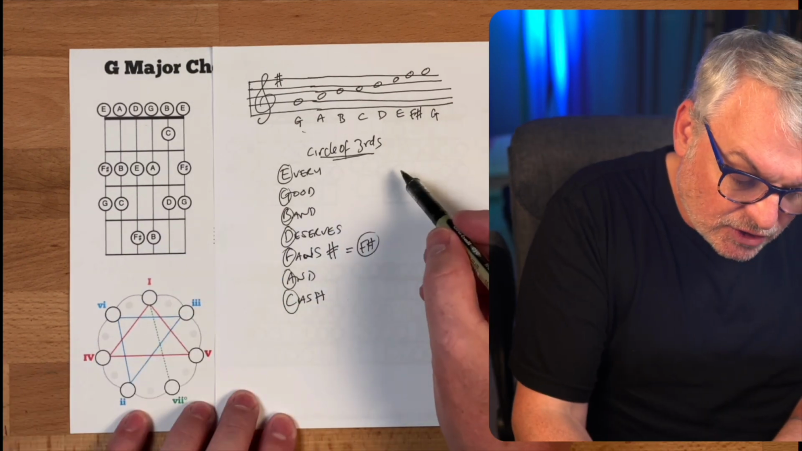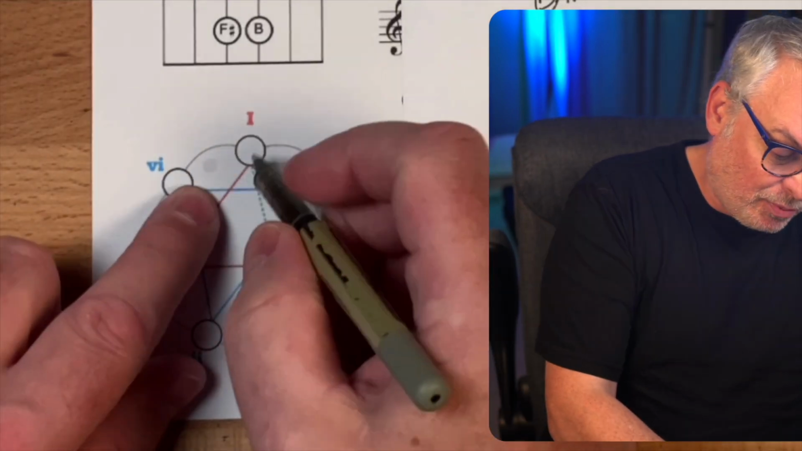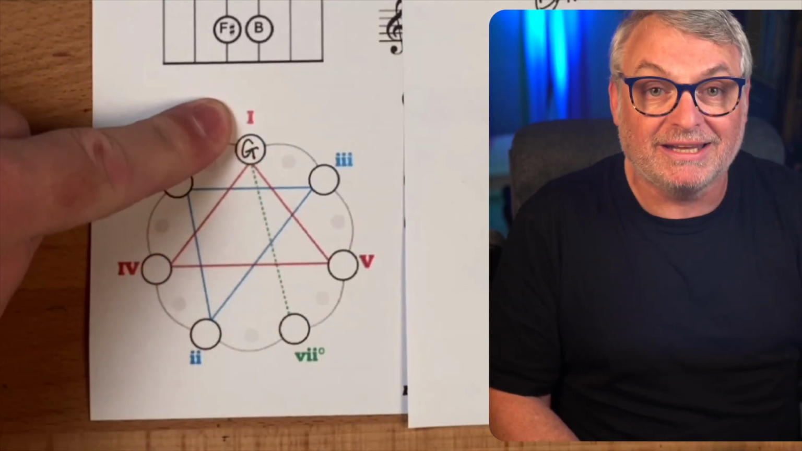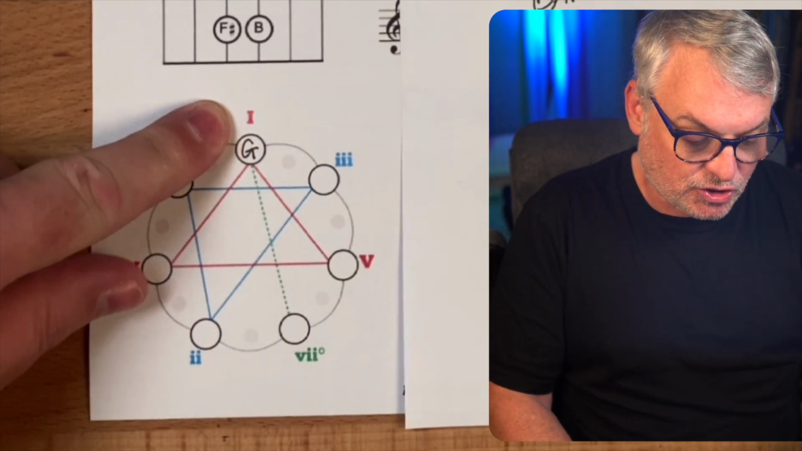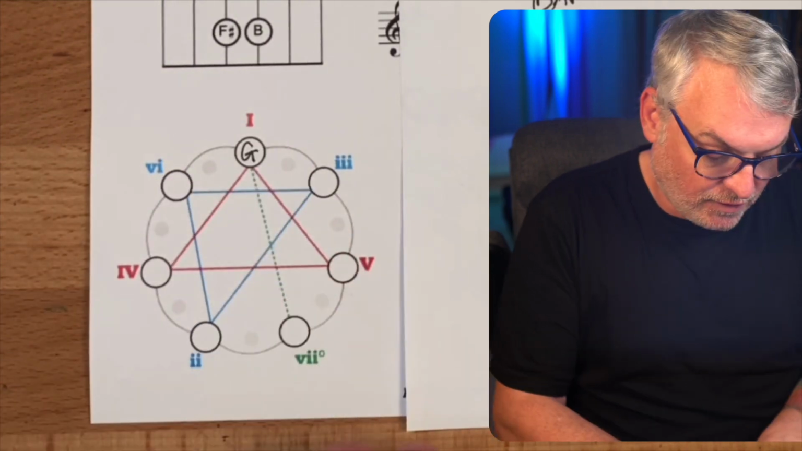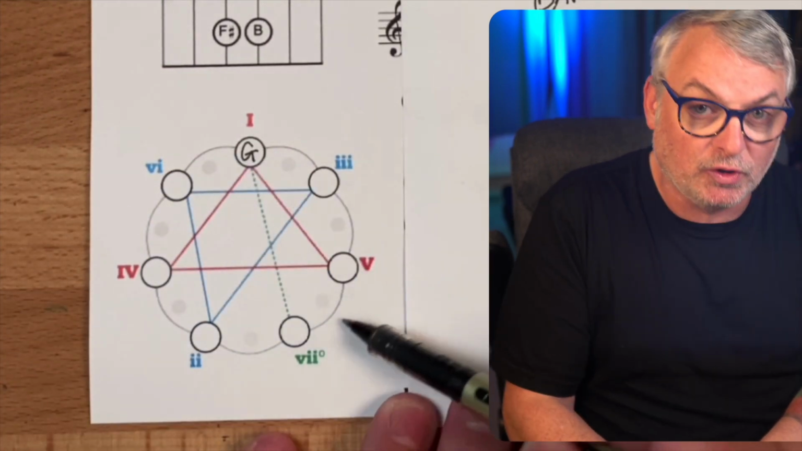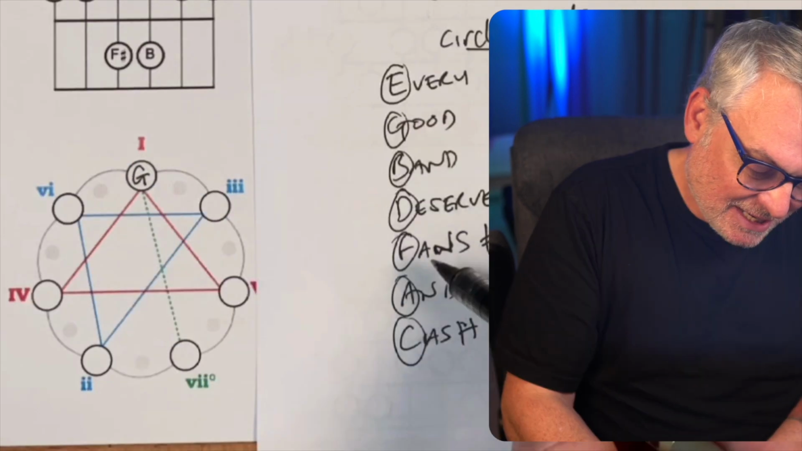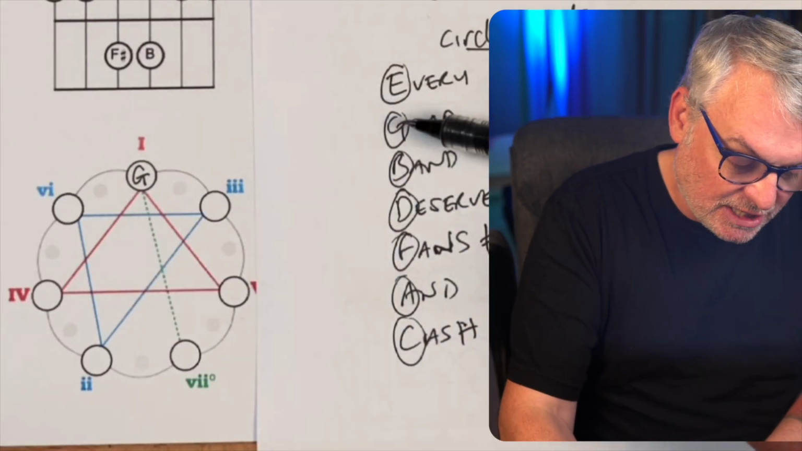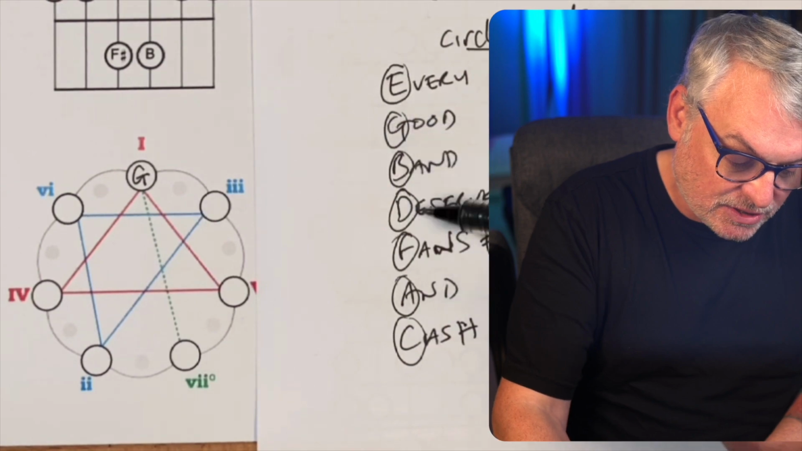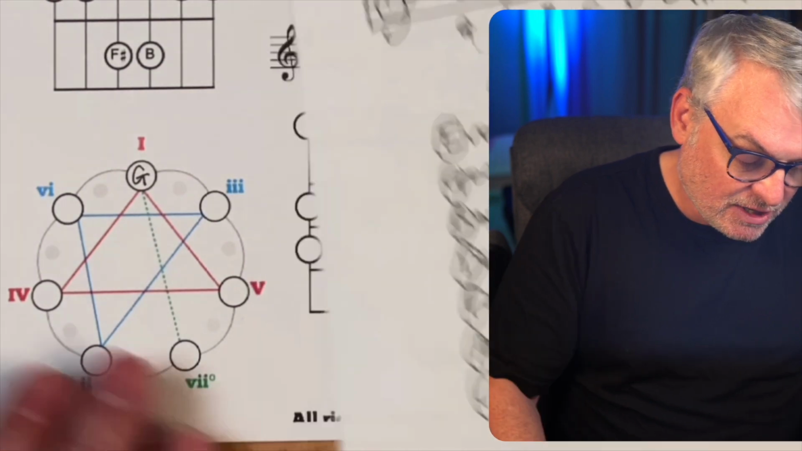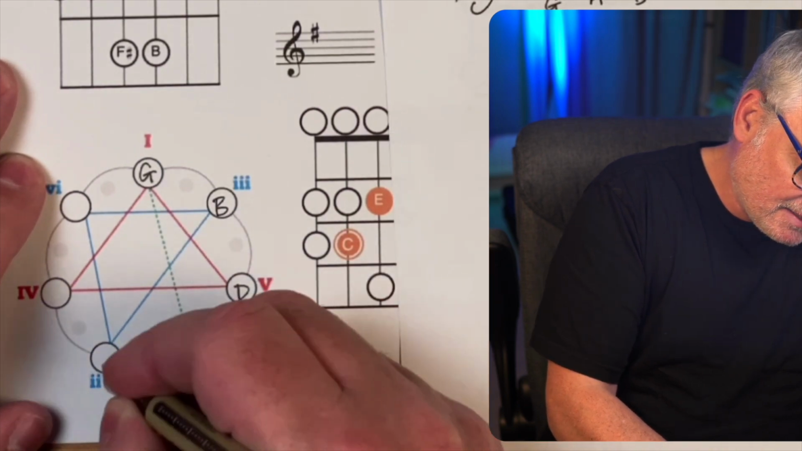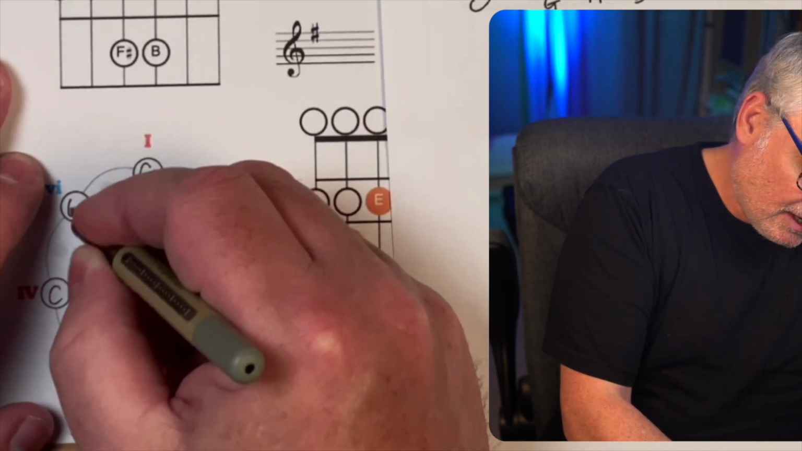So, cycle of thirds. This is the key of G. I'm going to put this in here. That's my key. That's the root note for chord 1 in the key of G. I've put this stuff here as well so that you can see how this works. If you've seen the circle of thirds lesson, then you will know what this is. If you haven't seen it, I'm going to explain how it works. If we take the G and we just follow the sequence and we go, good band deserves fans and cash every. So I go like this, good band deserves fans and cash every.